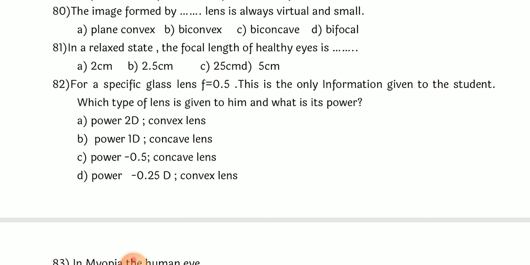For a specific glass lens, f is equal to 0.5. This is the only information given to the student. Now you have to find out the power of the lens and which type of lens that child is using. So f is 0.5, so use the formula. Here everything is given in diopter. f is equal to 1 upon P. f is given as 0.5 is equal to 1 upon P. So P is equal to 1 upon 0.5. So the answer is P is equal to 2D. The lens is a convex lens. So option is A.